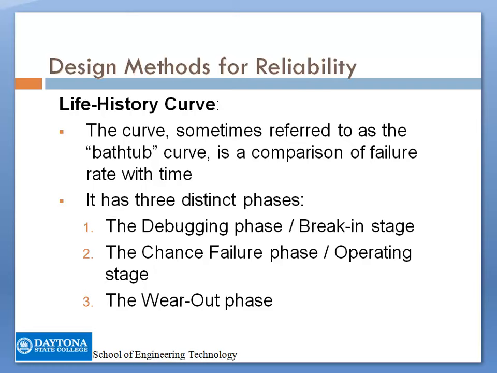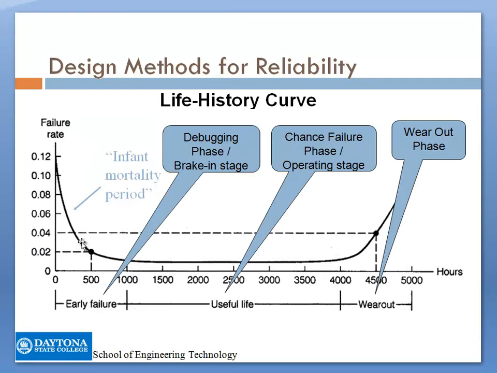In that specific figure, you will find 3 different phases. The infant mortality period, the debugging phase or breaking-in stage, is the one where you're going to find early failures, because in this figure the failure rate is on the y-axis and the hours are on the x-axis. Then the second phase is the constant failure phase, the operating stage, where your product, your equipment, is at its useful life, and it's because most of the failures will be constant. And then you will have the wear-out phase, which is where the failure rate will increase.